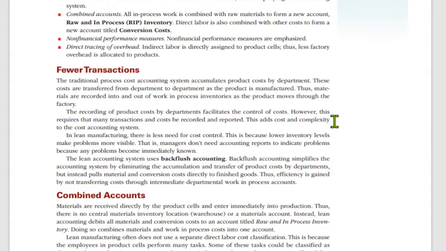Okay? So, ang ginagamit ng lean accounting is the concept of backflush accounting. Backflush accounting simplifies the accounting system by eliminating the accumulation and transfer of product costs by departments, but instead pulls material and conversion costs directly to finished goods. Thus, efficiency is gained by not transferring costs through intermediate departmental work in process accounts. Okay. So, ginagamit natin yung backflush accounting, diretso yung material and conversion cost to finished goods at hindi natin na-transfer ng paulit-ulit under the WIP account.